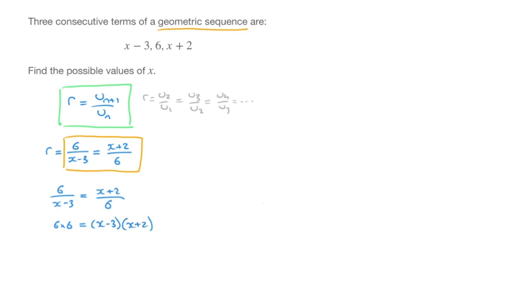Now 6 times 6 is 36, and that equals x squared, and then we'll have negative 3 plus 2, so that's negative 1x, so minus x, plus negative 3 times 2, so that's minus 6. Finally, subtracting 36 from both sides of this equation leads to 0 equals x squared minus x minus 42. And we now have a quadratic equation we need to solve to find x. I'll just copy that equation on the right-hand side here: 0 equals x squared minus x minus 42.